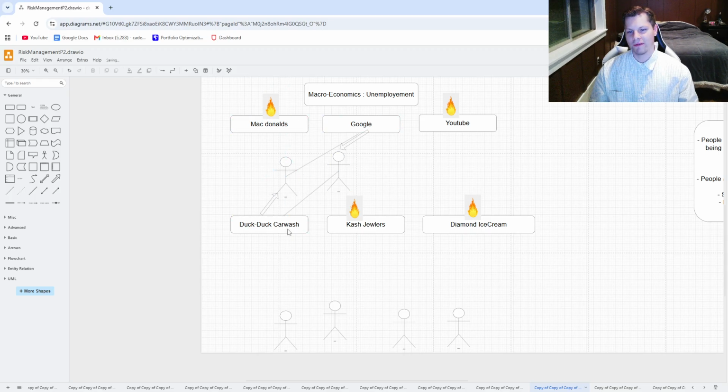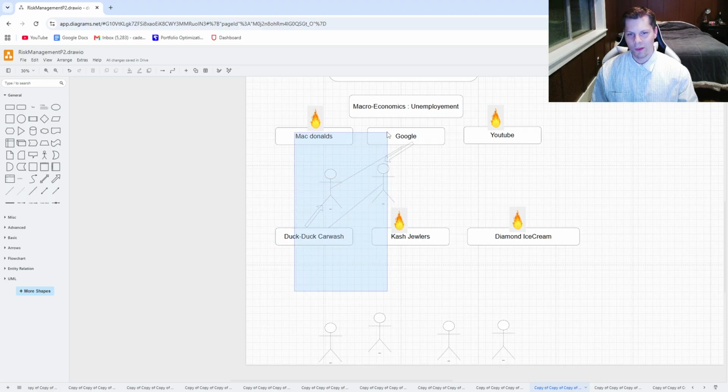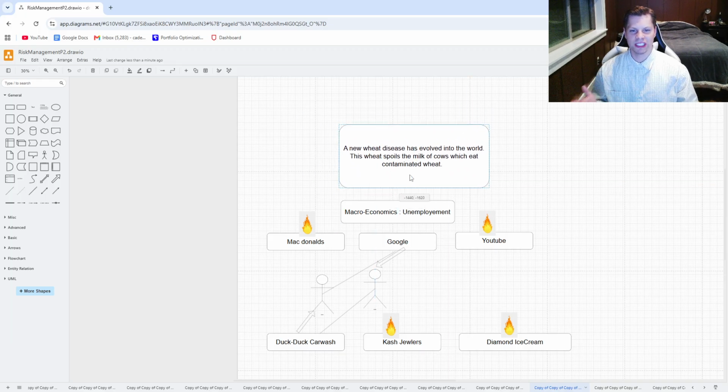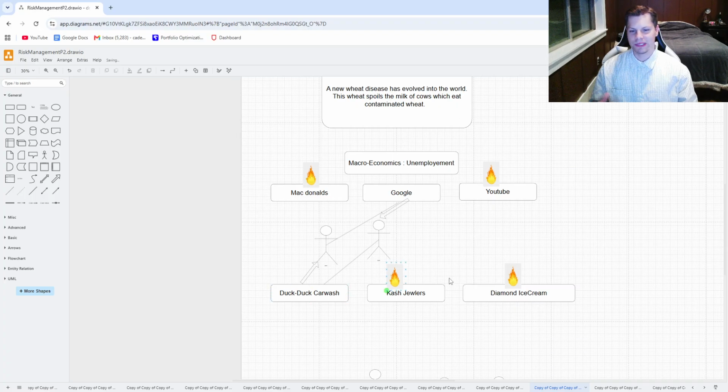And then you now have Duck Duck Car Wash. Sorry, I think I messed up this graph. But at the end of the day, you can now see we only had two companies that were able to survive, which is Google and Duck Duck Car Wash, while all these other companies went under because of this really crazy scenario. Most of these companies just went under.